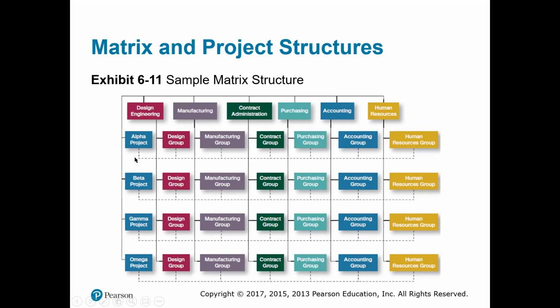So different projects. There's Project Alpha, Project Beta, Project Gamma, and Project Omega. So there are four different projects, but the same departments. This department, design engineering, is working with the Alpha project, the Beta project, the Gamma project, and the Omega project. They have the support in manufacturing from the manufacturing department for each of the projects. That's how beautifully they can organize it so that you use a limited number of people and resources working on four different projects at the same time.